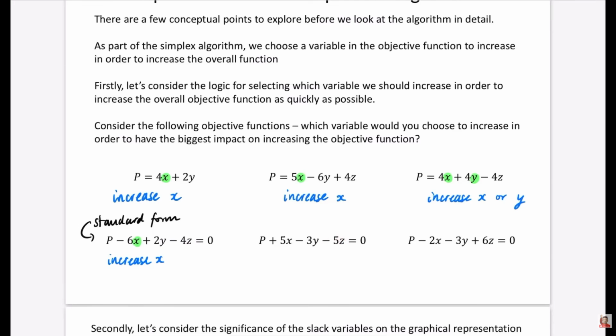The most negative one in this case is z, so I'm actually going to increase the value of z in this case. And then in the last one that we've got here, I have the most negative one. I'm going to increase y. Obviously, if I increased z, I would be decreasing the overall value of p. So I would like to increase y for this one.